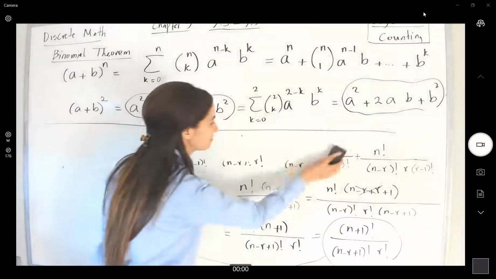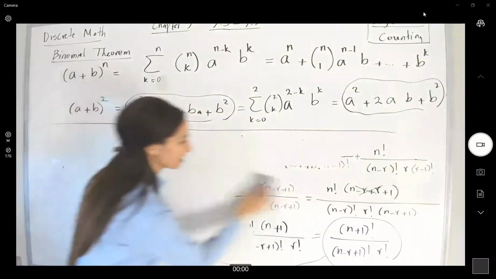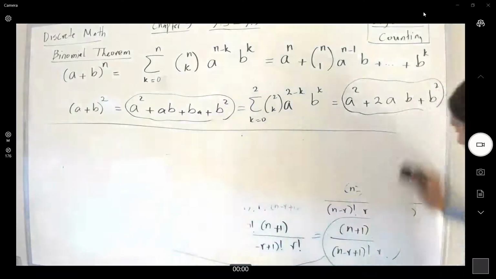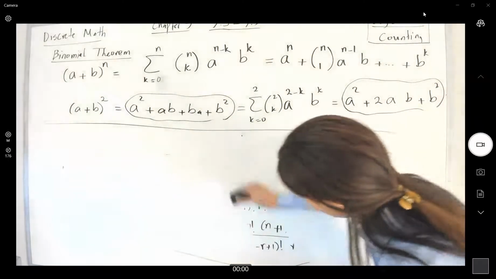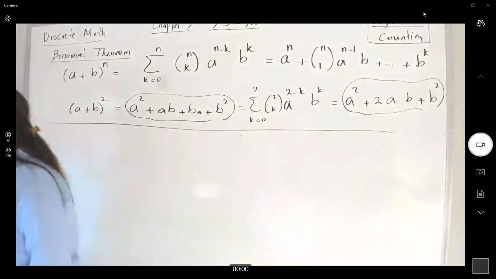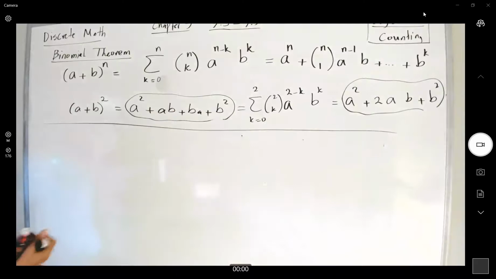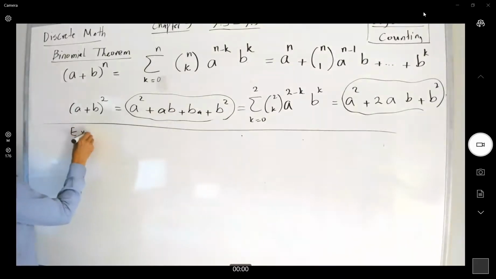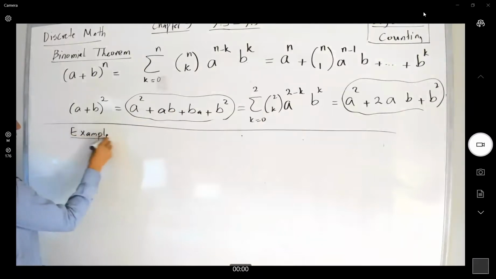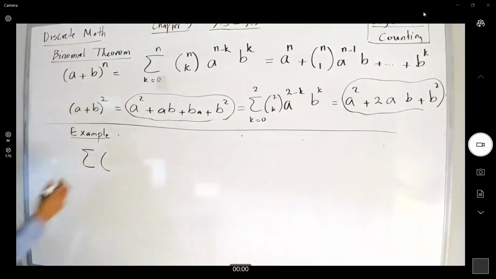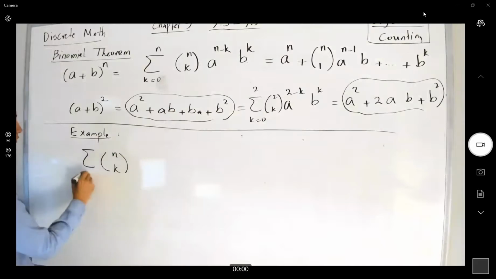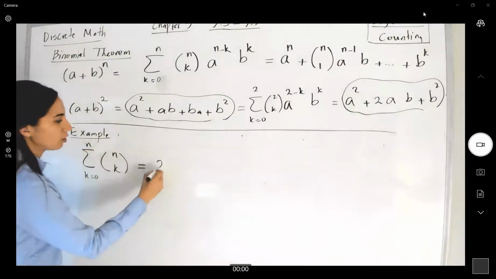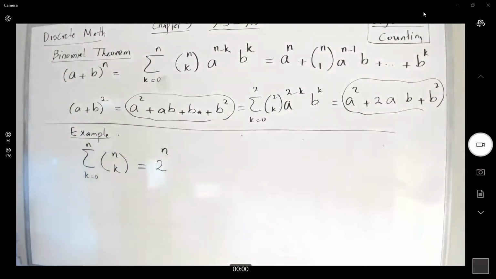Let's go over one interesting example here. Example: it says the sum of k combination out of n, when k is 0 and stops at n, is equal to 2 to the power n.